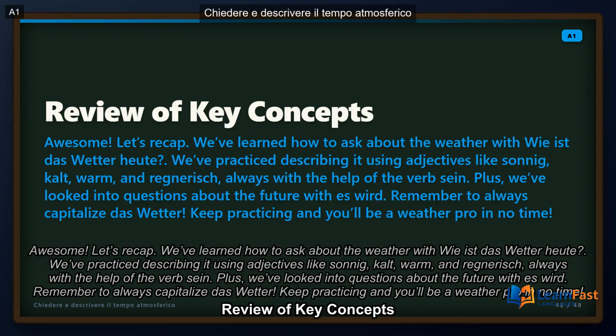Awesome! Let's recap. We've learned how to ask about the weather with "Wie ist das Wetter heute?" We've practiced describing it using adjectives like "sonnig", "kalt", and "regnerisch", always with the help of the verb "sein". Plus, we've looked into questions about the future with "es wird". Remember to always capitalize "Das Wetter". Keep practicing and you'll be a weather pro in no time.